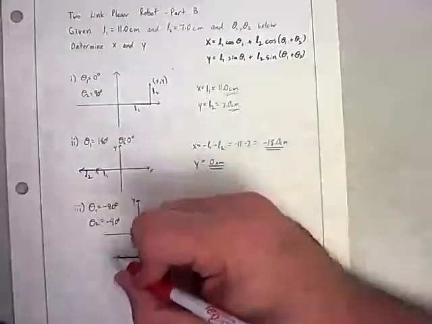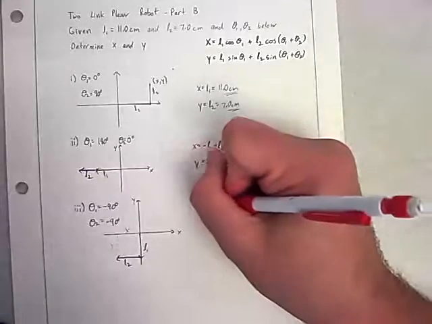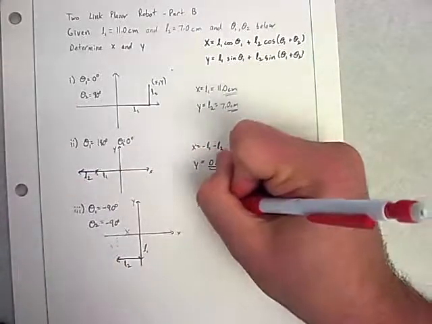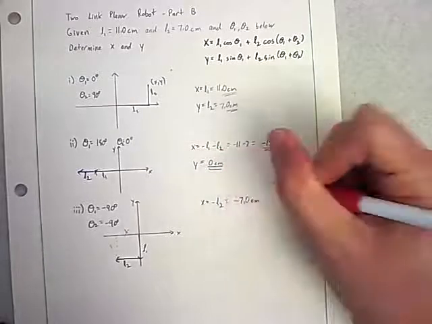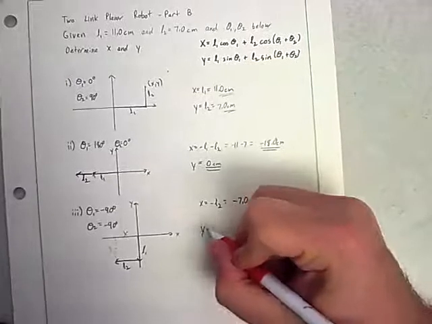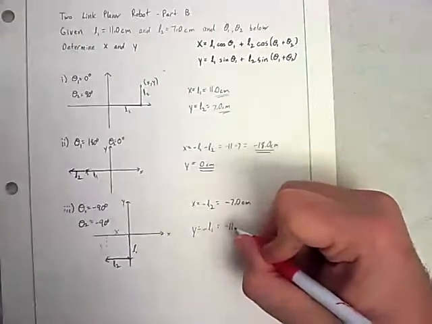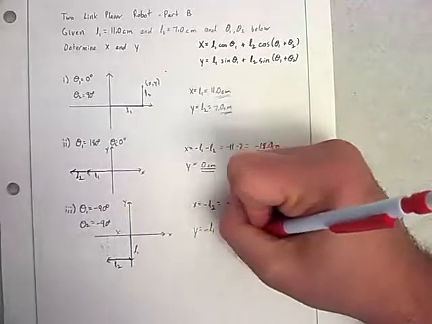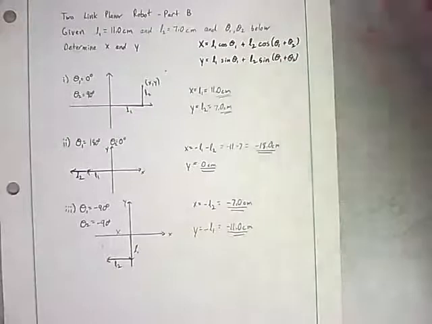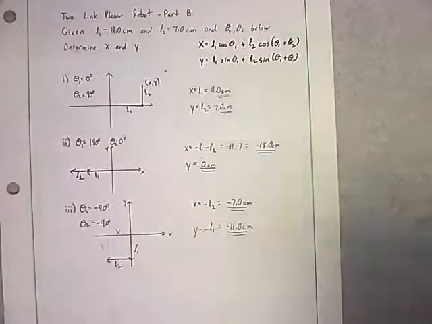and again it's easy to get. This is the x part, that's the y part, so x is just going to be negative L2, which is negative 7 centimeters, and y is going to be negative L1, which is negative 11 centimeters. So if we only ever had to worry about right angles, we wouldn't have to worry about this equation. We can pretty much just add them. We can pretty much just figure out which one's going in which direction and put them in there.